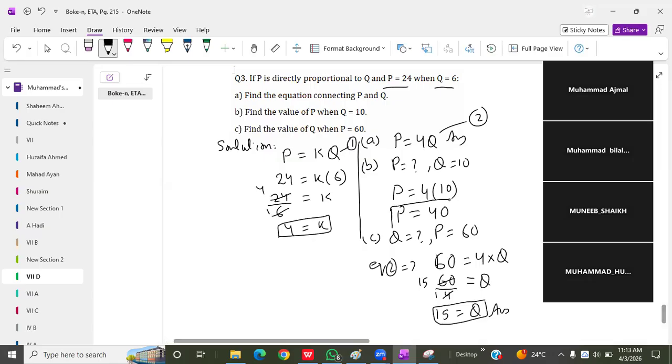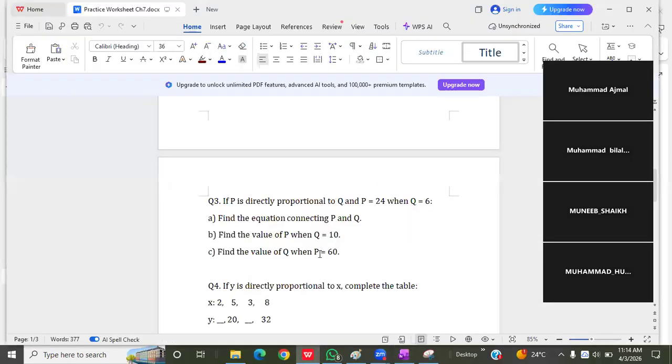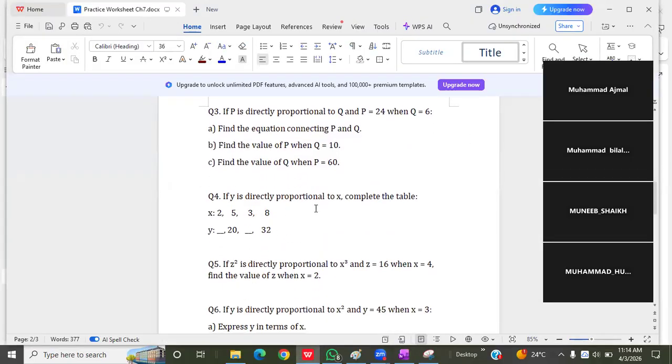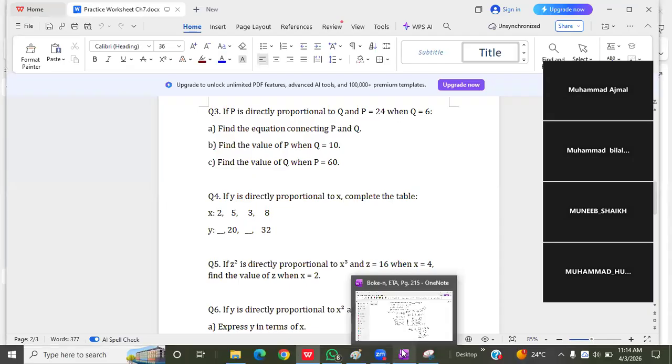Anybody has any question about this question, or we move to the next question? If you have no question, okay. Because time is short, I want to complete this worksheet or maximum questions. Now this is a table and we have to complete it. So you can see the relation.